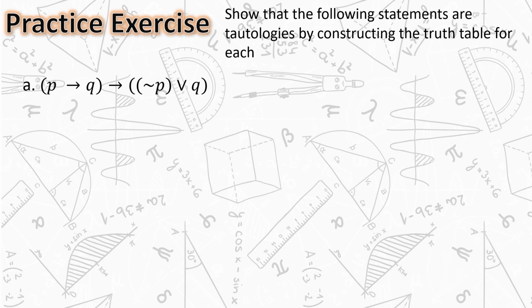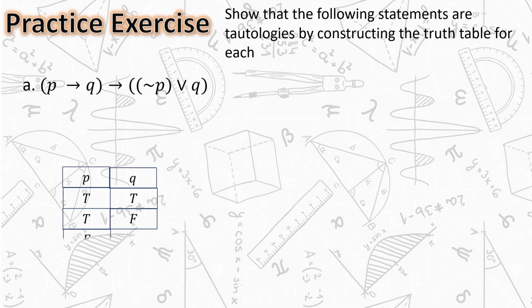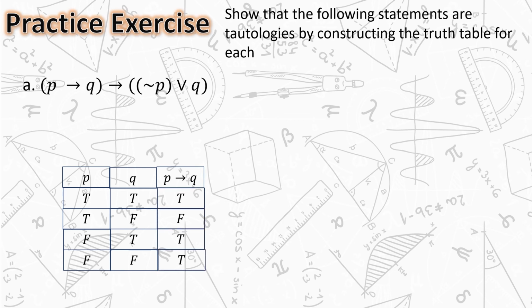Time is up. Let us check your answers. So we have P and Q, and then 4 rows for the combinations of truth values. Next column, let us have the implication P implies Q. So this is false, where P is true and Q is false. Next column, let us have the negation of P. If P is true, then the negation is false. If P is false, then the negation is true.